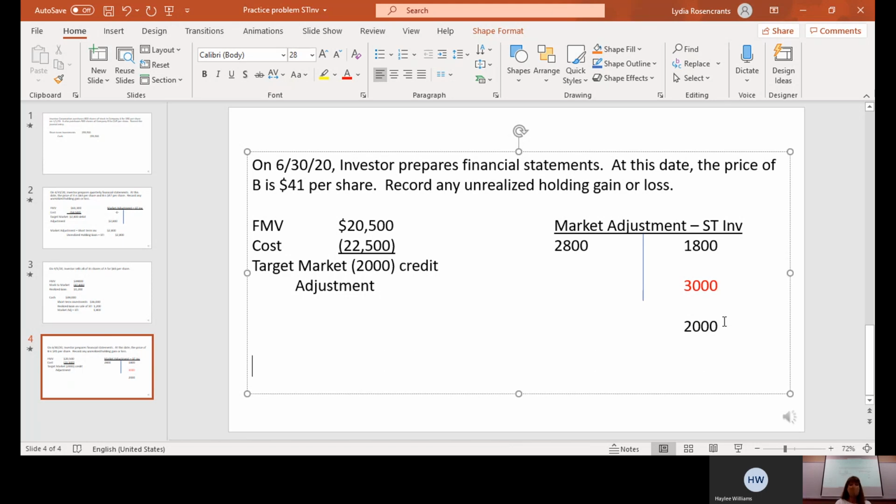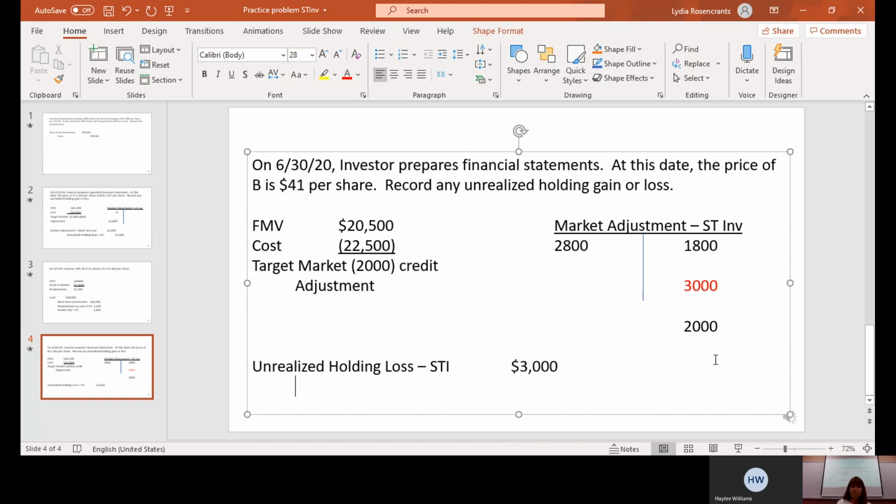So my journal entry will be a debit to unrealized holding loss. Okay, so this time I've got a loss. Anytime I have to credit the market adjustment account, that means I've got a holding loss. So it's going to be 3,000, credit market adjustment, short-term investments, 3,000.